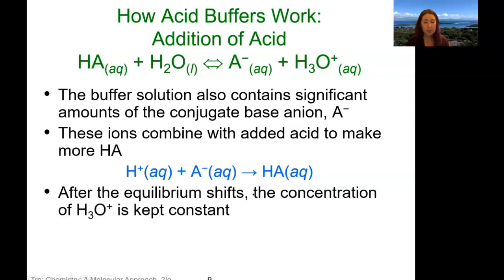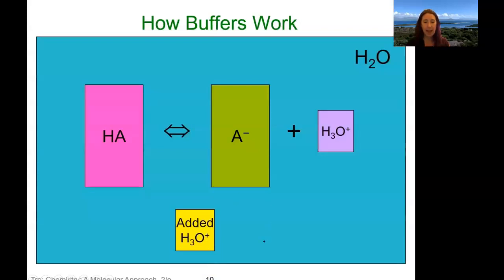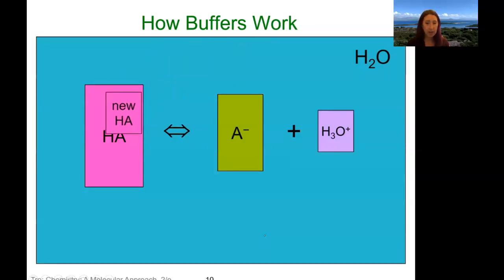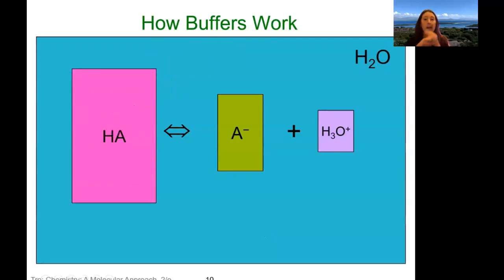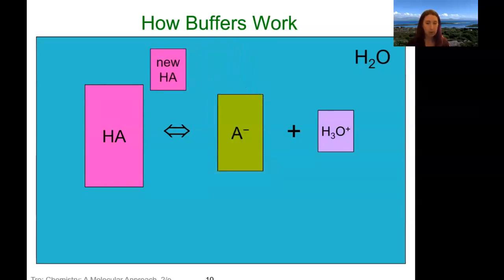So after the equilibrium shift, the concentration of the H3O plus is kept constant. So even if you add acid, the pH won't change very much. So let's add some acid. If we add acid, it's going to react with the conjugate base to make more weak acid. So we have negated the addition of the acid. So even though we added acid, the H3O plus reacted with the conjugate base to create more weak acid.